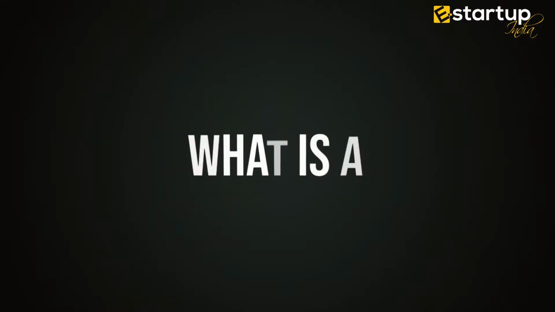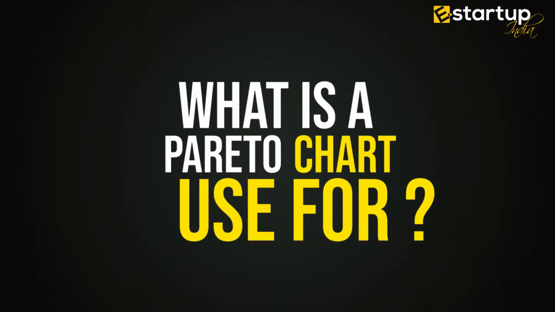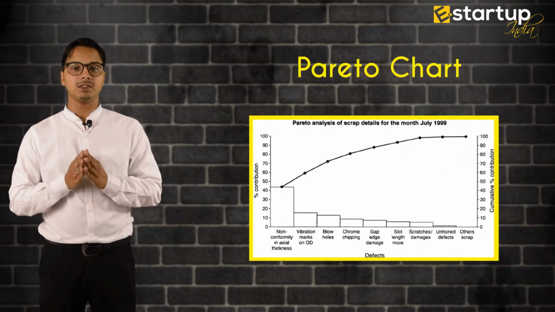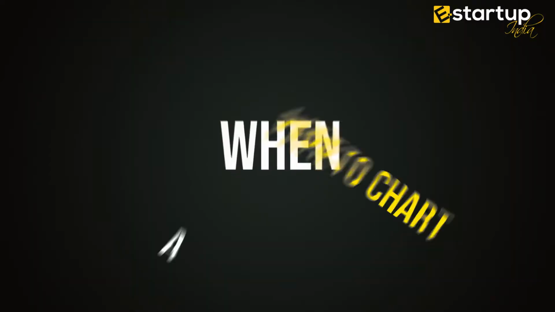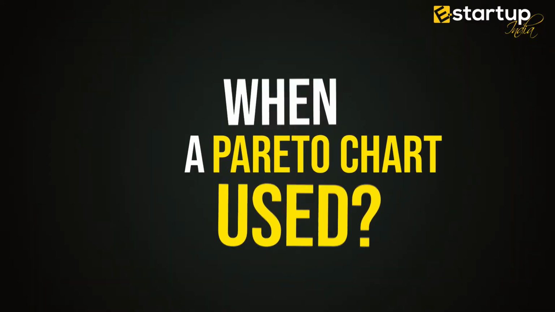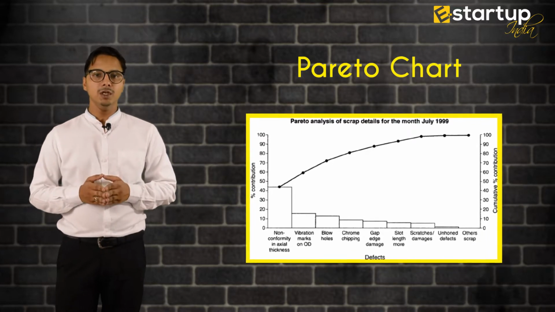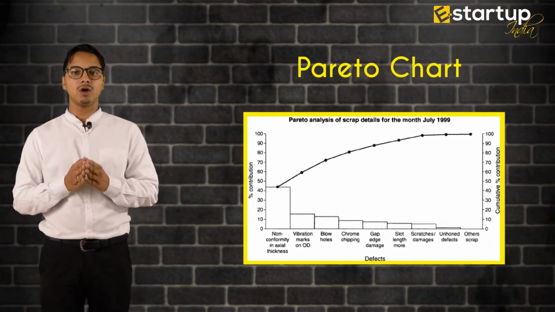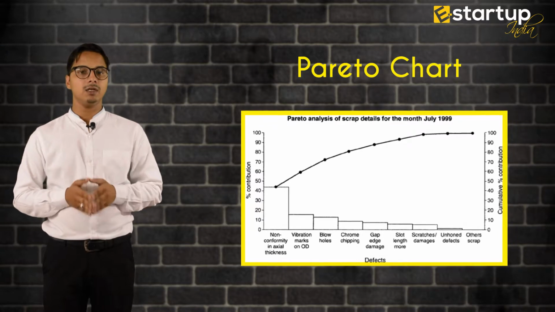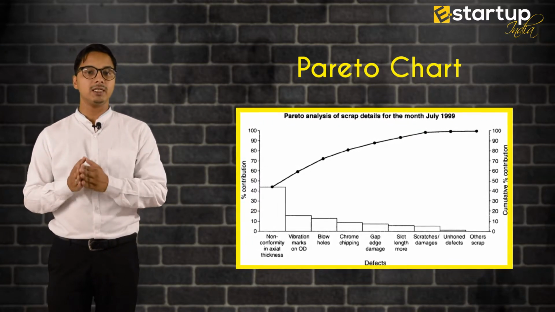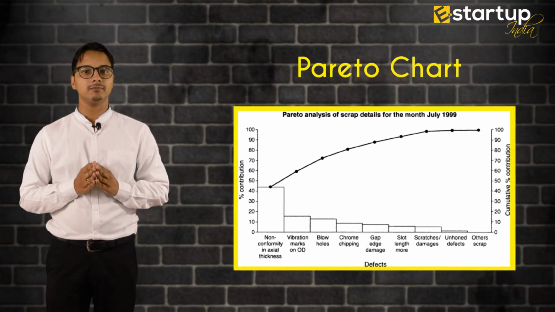The next tool is Pareto chart. What is a Pareto chart used for? It is used to assess the relative importance of different causes of problems. When is a Pareto chart used? It is used to identify the cause of problems which occur most often, and to rank causes from most occurrence to least occurrence. Pareto contended that 80% of problems were the result of 20% of causes.